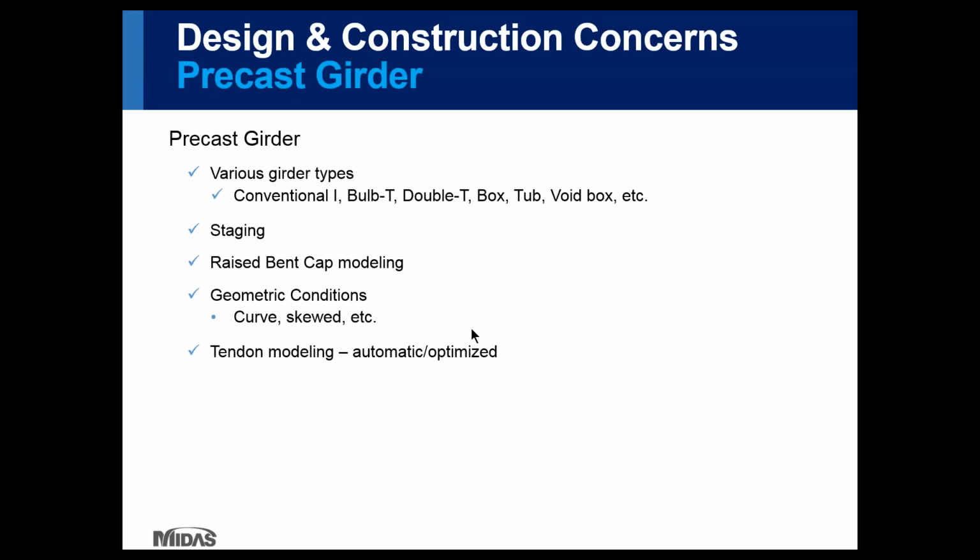In terms of the precast girder application, various types of girders, conventional I, bulb T, double T, box, tub, or void box, etc. Staging for the precast girder, and the raised band cap modeling, and geometric conditions such as curved, skewed, and the tendon modeling same as the splice girder.